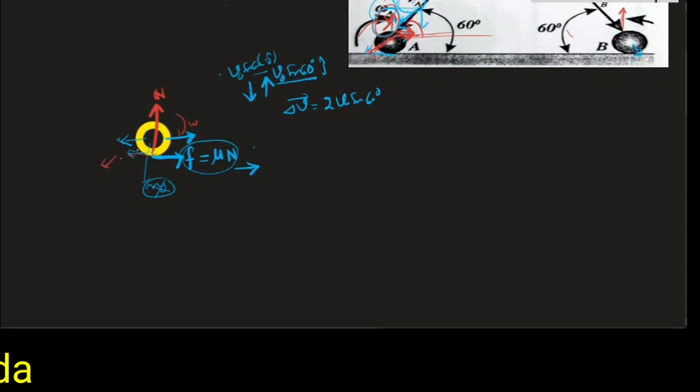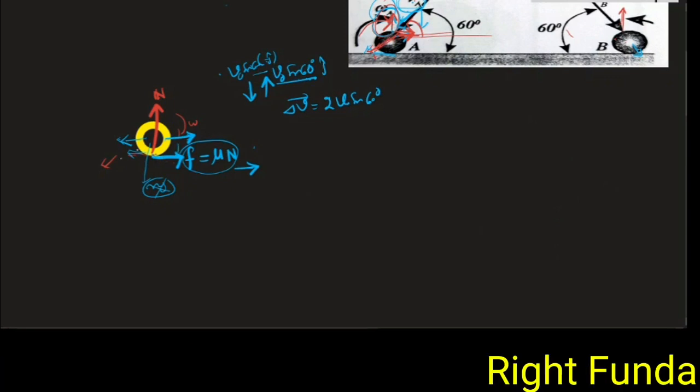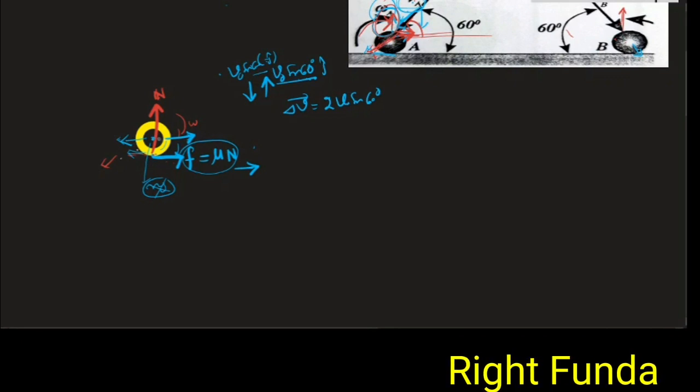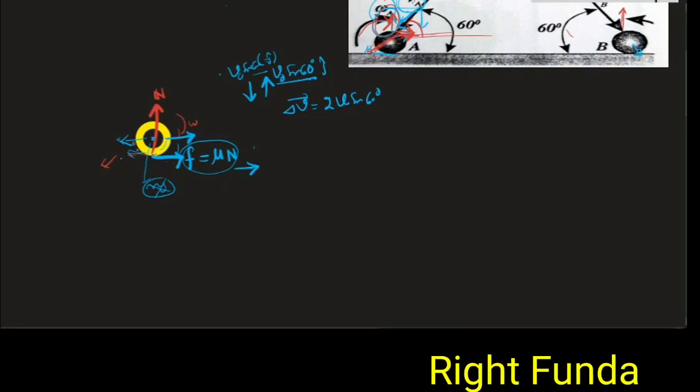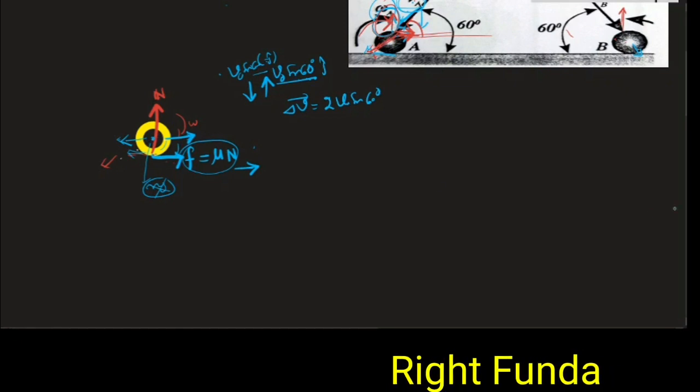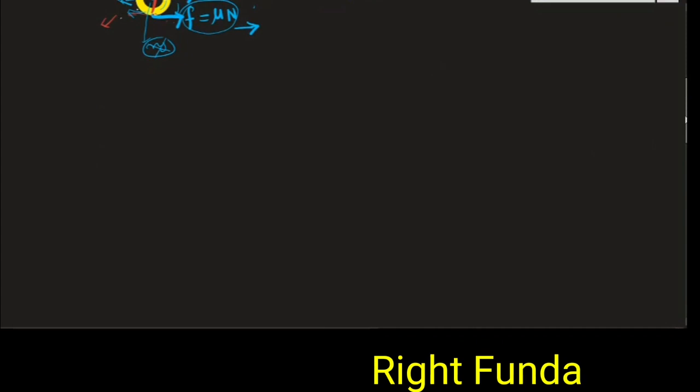Also, the friction force will produce some torque about the center of mass of the sphere. So three things are there: there are two linear impulse equations we can write, one in the y direction and one in the x direction, and one torque equation in the k cap direction. So let's write the equations.